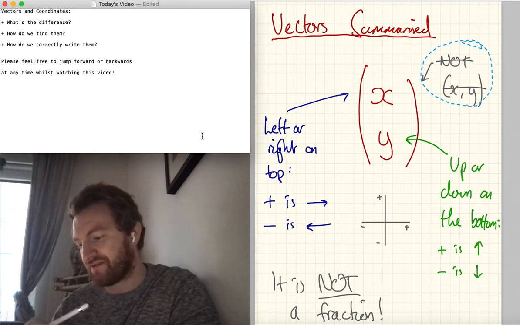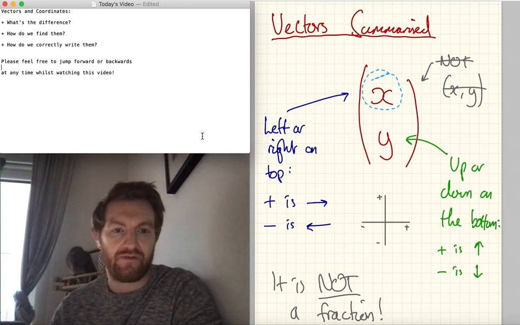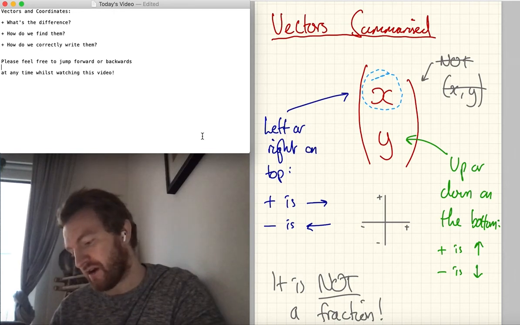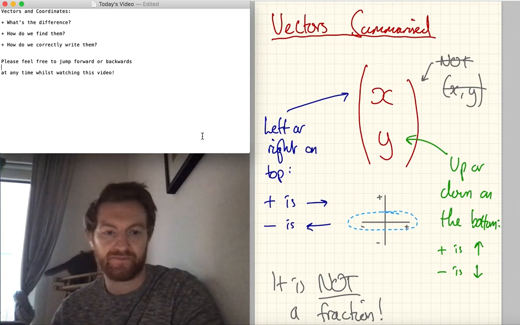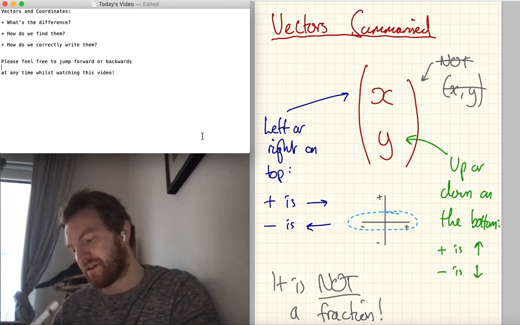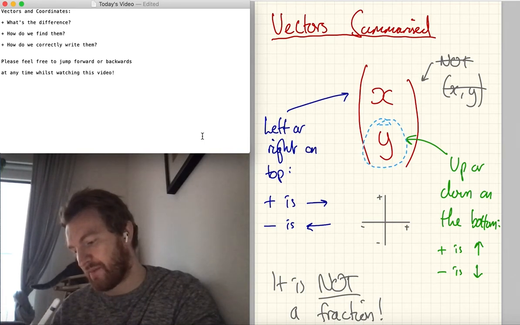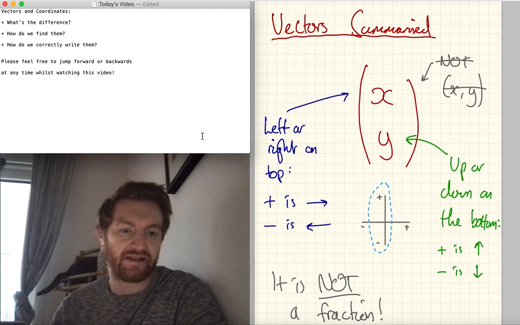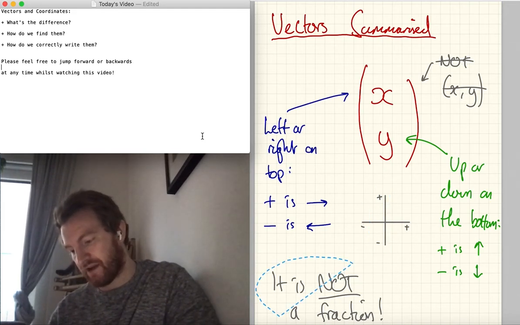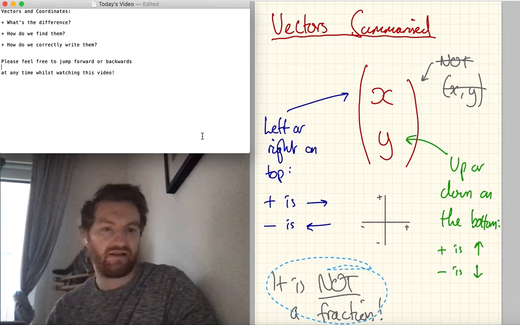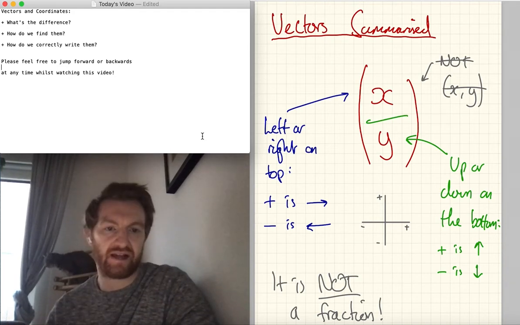And then just remember that we do the x first, so left and right first. That's what goes in the first number. If you forget which one's positive and negative, look at the graph so we can see that positive is right, negative is left. And then after that, we do the y, which is up and down. And remember, up is positive and down is negative. Final thing, it's not a fraction. Notice I haven't done this with the little line between the x and the y. We don't want to do that, so make sure you don't do that.